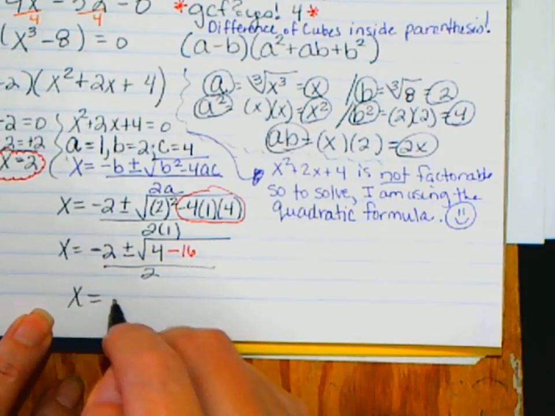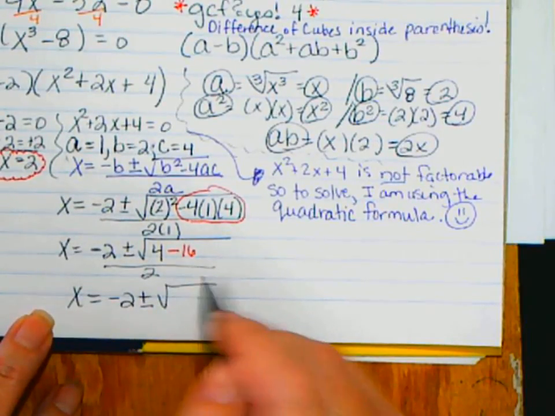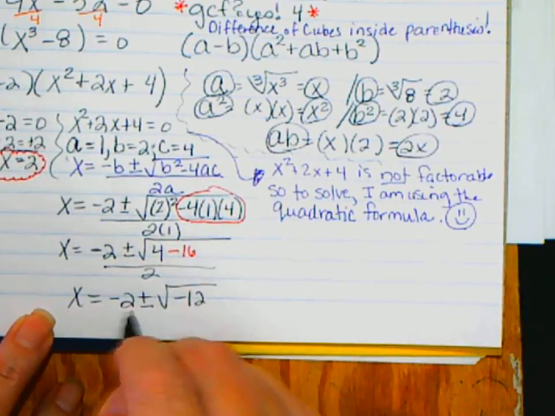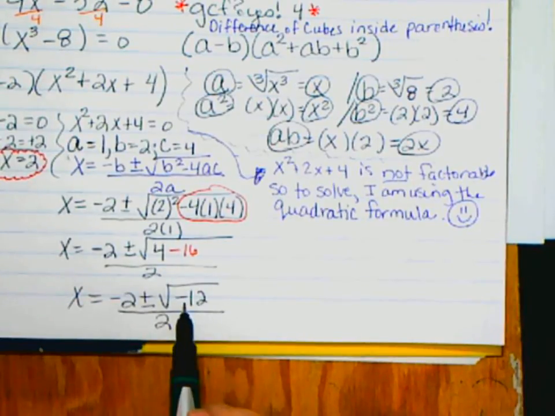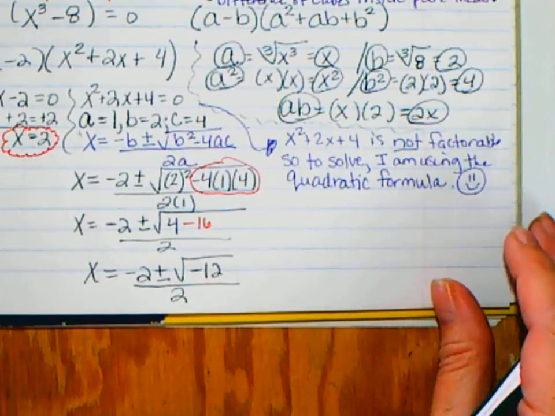X equals negative 2 plus or minus, what's 4 minus 16? Negative 12, good. All over 2. I'm looking for all of the solutions. Can I stop here and say no real solution on this part? No. If I only wanted real solutions, I could, but I want all solutions. That means real and imaginary. So I've got to simplify this because it's going to be imaginary because we have a negative under the radical, right? So I'm going to do that in green over to the side.